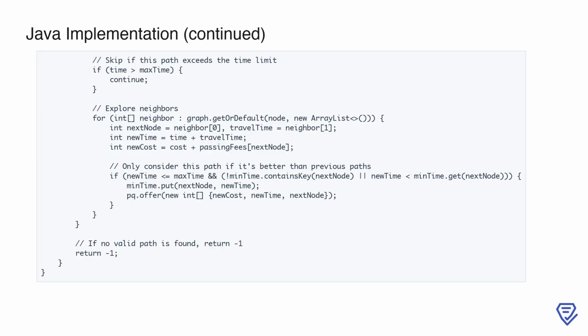We only consider this new path if it is within the time limit and represents an improvement over previously recorded paths to that neighbor. In such cases, we update the min_time map with the new time for the neighbor and add this path to the priority queue for further exploration. If the queue becomes empty and we haven't reached the destination, it means no valid path exists within the given constraints, so we return -1. This completes the implementation of the algorithm, ensuring that we find the minimum cost to reach the destination within the allowed time or determine if it's not possible.